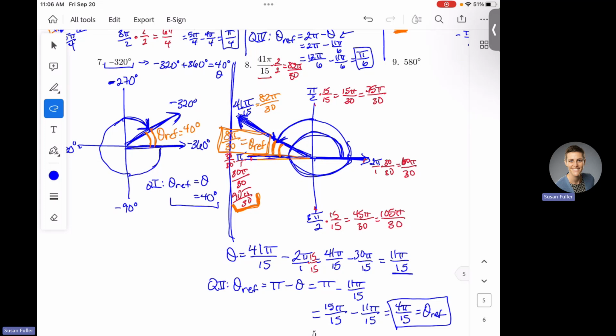Does that match what I got before? I got 8 pi over 30. It does. I just didn't simplify my reference angle over here. 8 pi over 30, I can take a 2 at the top and bottom. That does, in fact, simplify to 4 pi over 15. It's the same either way. My brain just didn't see the simplification at first. And again, you can do it either way.